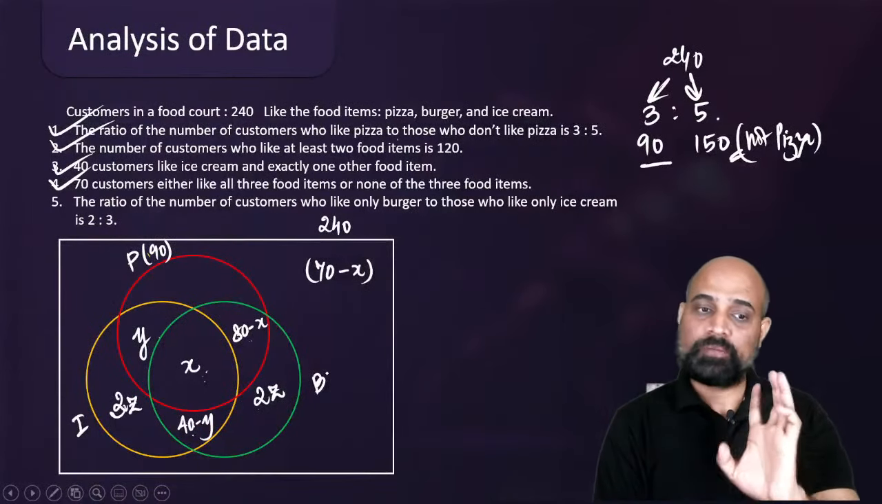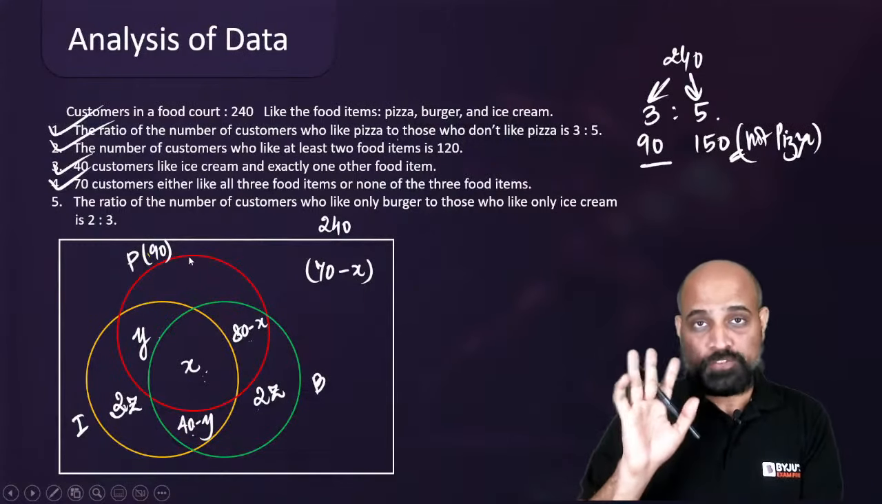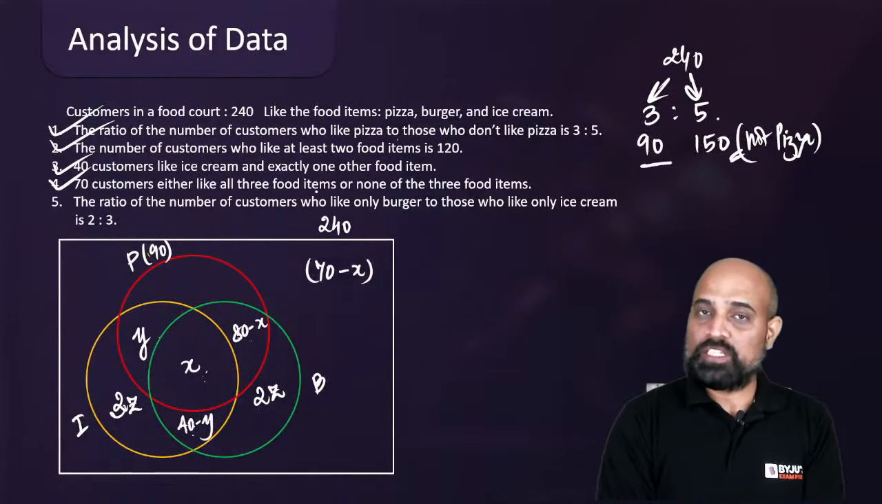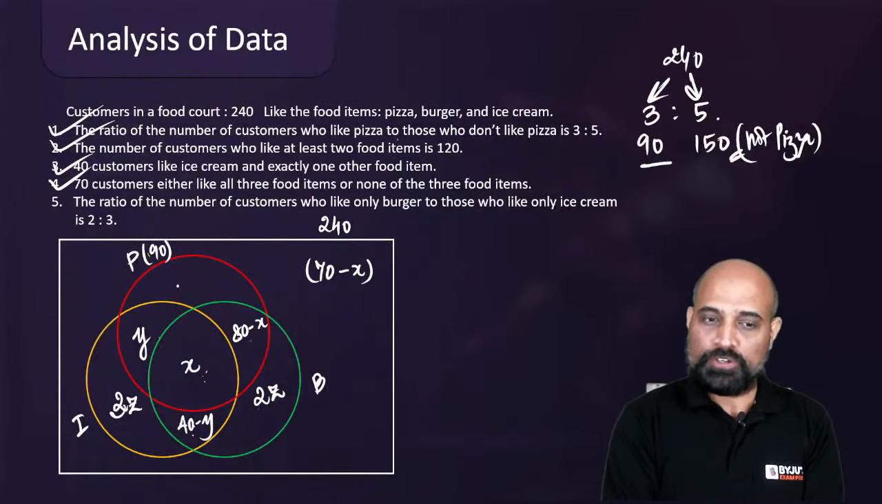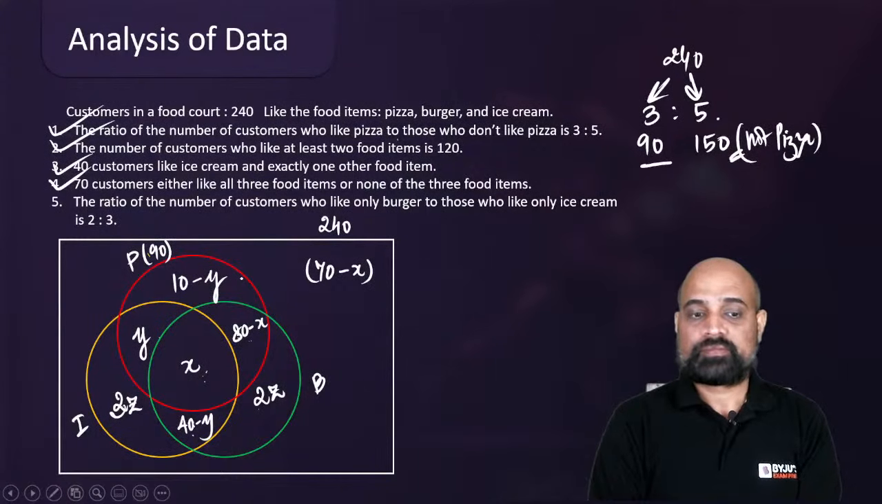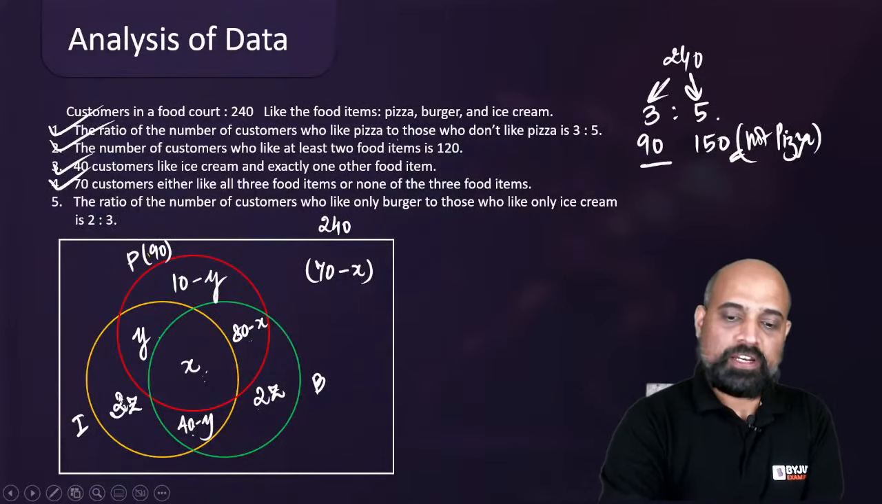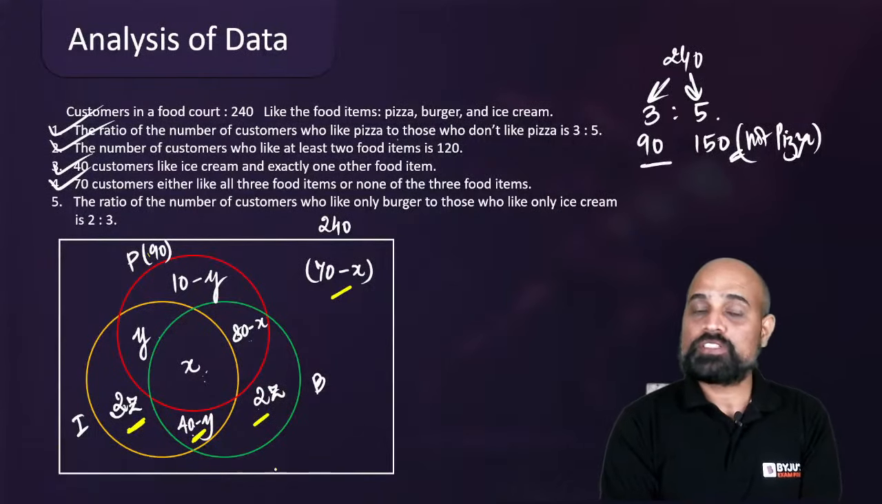So the first step is this: the sum of all these values outside the red circle is 150, and secondly, the sum of all these values within each of the regions is 240. Both are actually the same thing, because we already know this is 90. If this is 90, this is supposed to be 10 minus y. So let's write the first equation, for these outside regions. I'm talking about this, this, this and this. Sum of these four regions is 150, no?